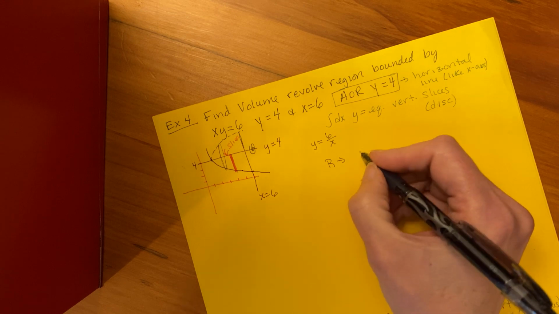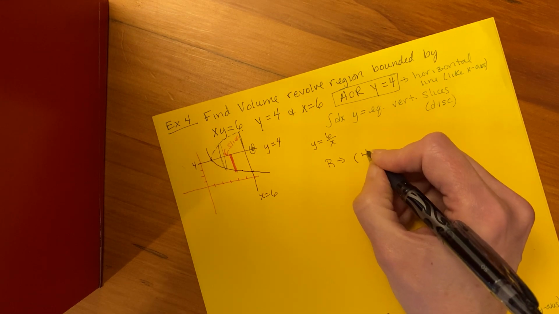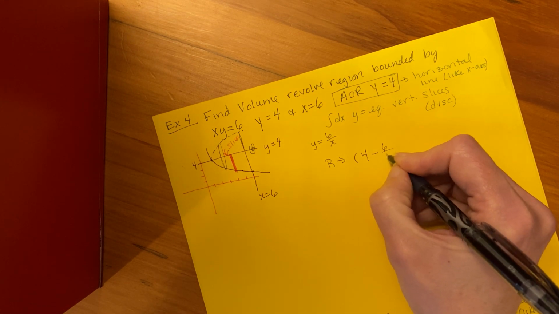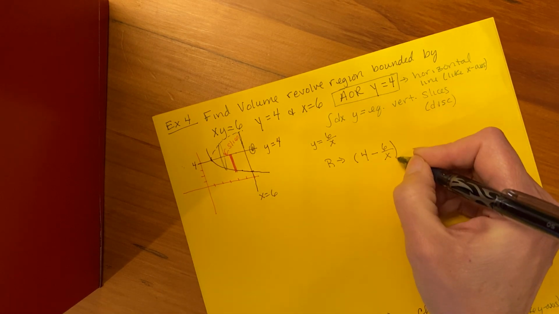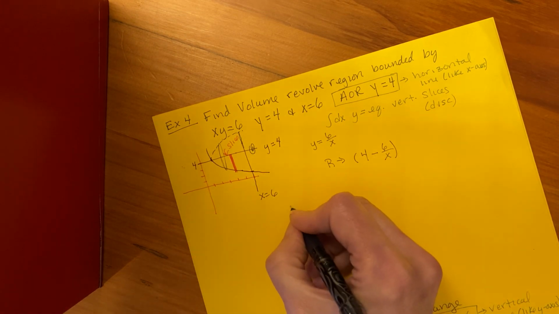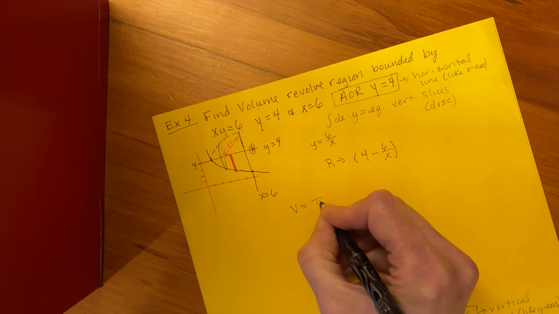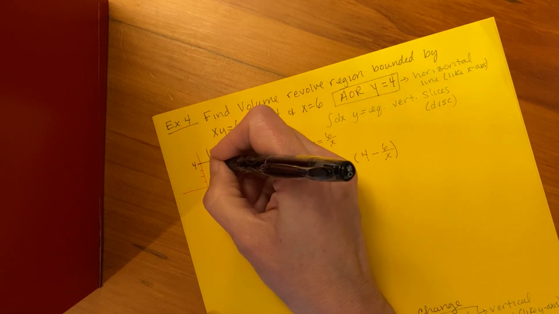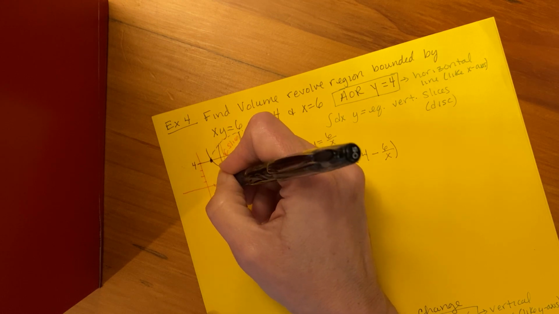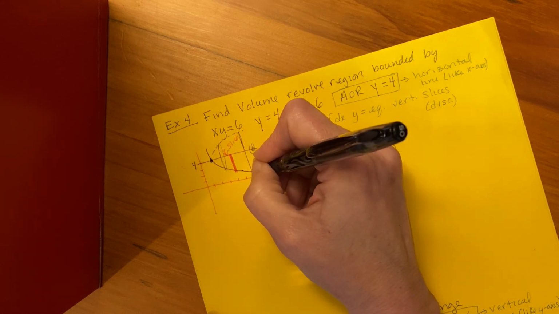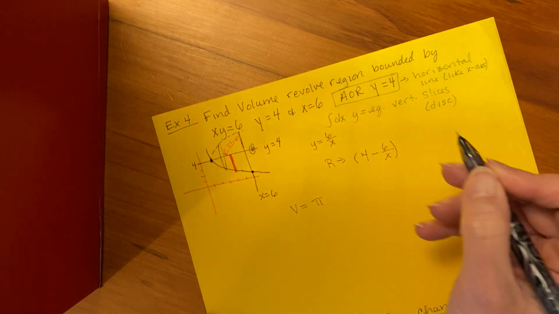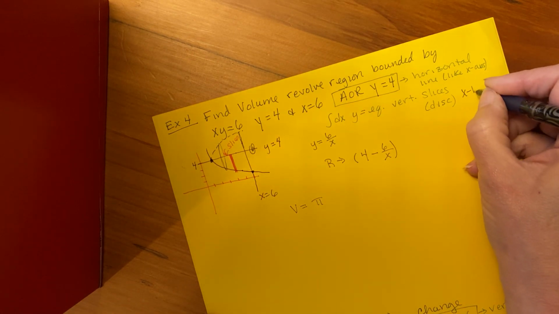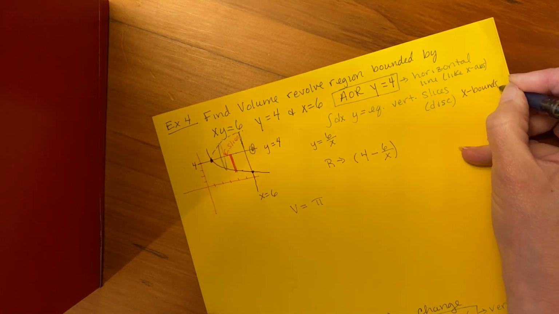And so if I'm going to do top minus bottom, I need to do 4 minus 6 over x. And that's what I'm going to put into my volume. Volume equals... Oh, and now I just need some little bounds going on here. I need to figure out what this value is, and it's in between 1 and 2, and I believe this is x equals 6. So I need x bounds here because I'm doing this with respect to x.